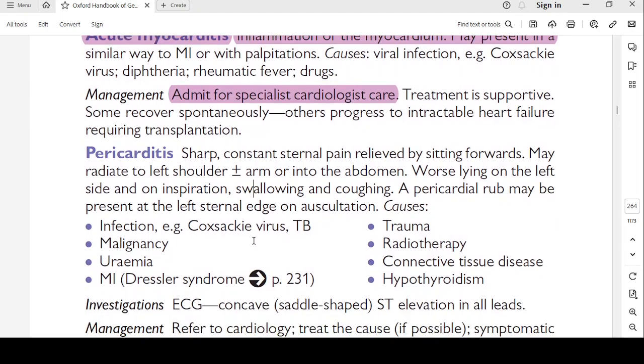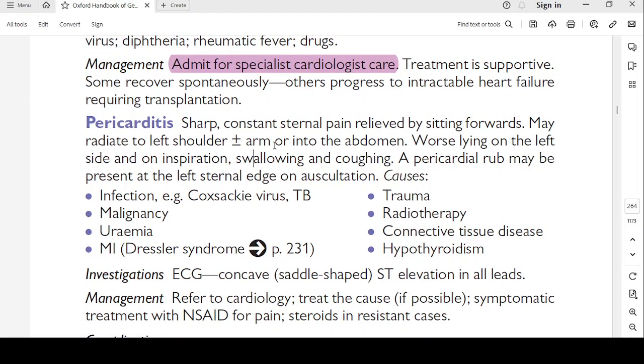Pericarditis. Pericarditis is a sharp, constant sternal pain relieved by sitting forwards. It may radiate to the left shoulder or arm, plus or minus the other arm, or into the abdomen. Worse on lying on the left side and on inspiration, swallowing or coughing. A pericardial rub may be present at the left sternal edge on auscultation.